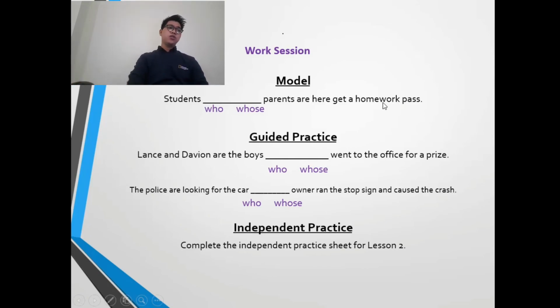Okay, maybe this is the practice session. Students, what is the answer for the model? Students blank parents are here to get homework fast. Who or whose? That's it, it's whose. Next, Lance and Davian are the boys blank went to the office for fries. Who or whose? Exactly, it's who, because this is the subject, the people, the boys.